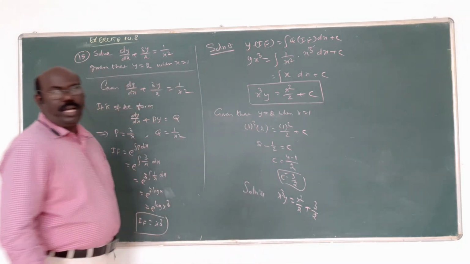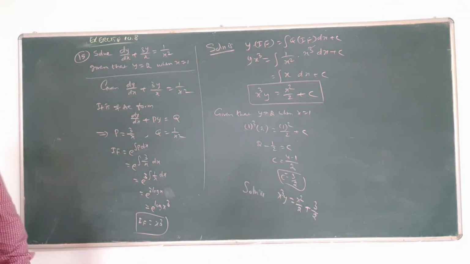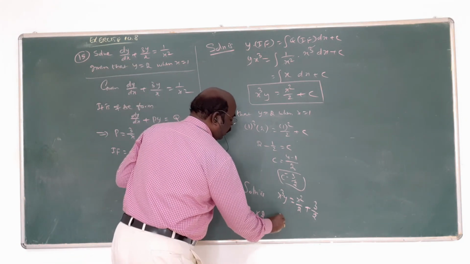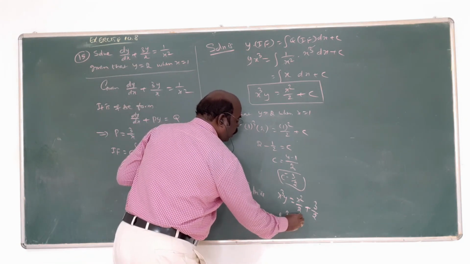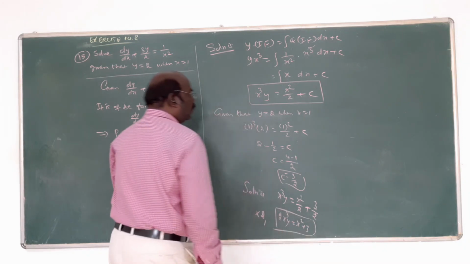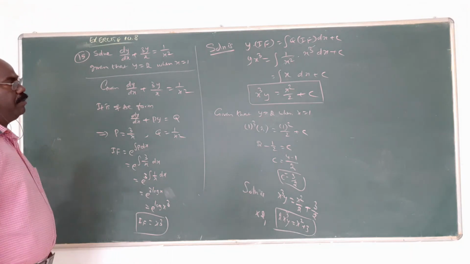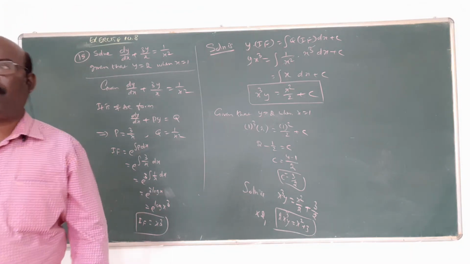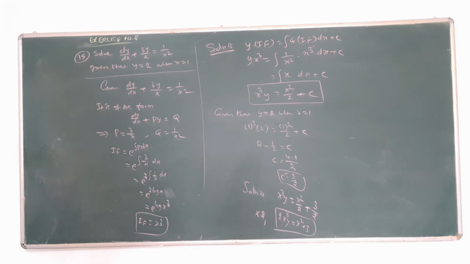Okay? The book answer doesn't have the fraction. That's why multiply by 2. What is the answer? 2x cube y equals x square plus 3. The 2 cancels here, and here also. This is the answer. Completely this exercise is over. I did all the exercise problems. Remember the example problems? Go to the book.